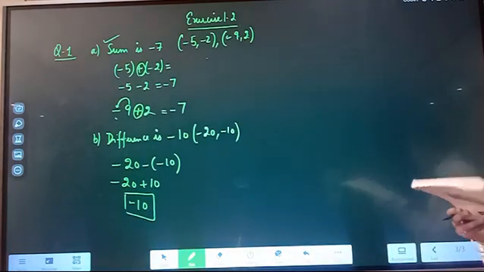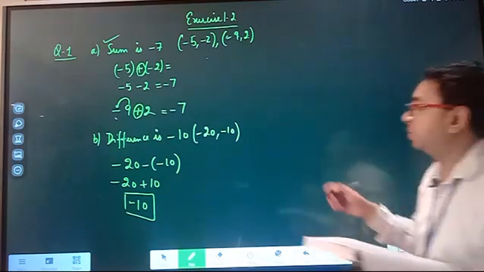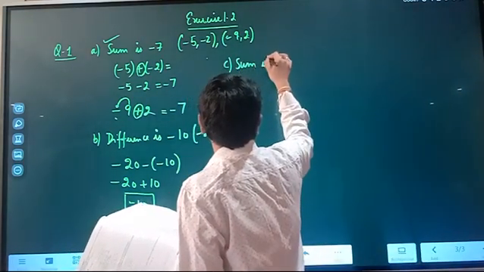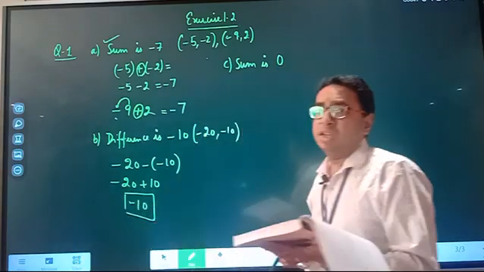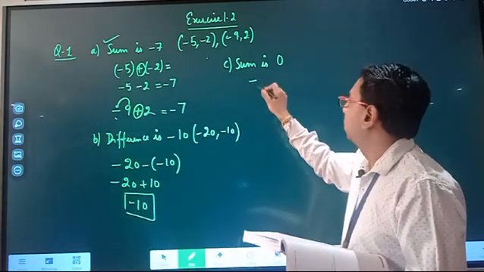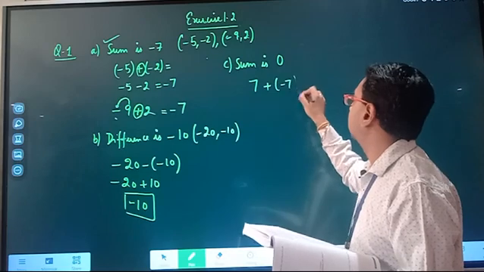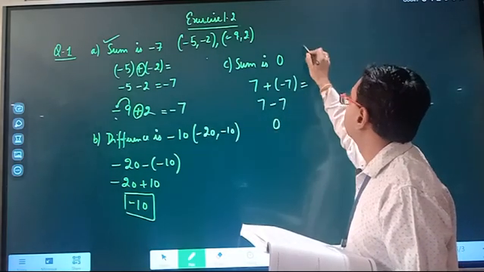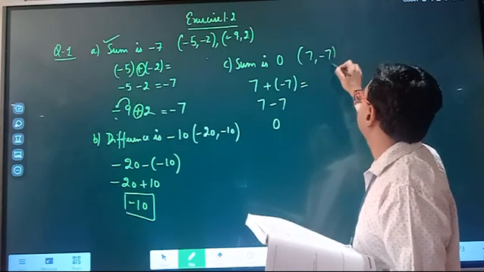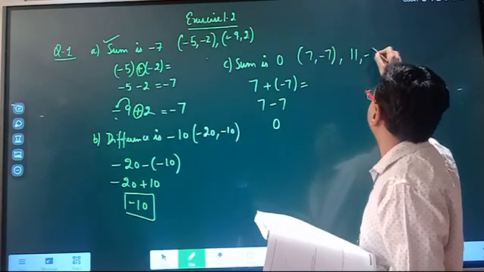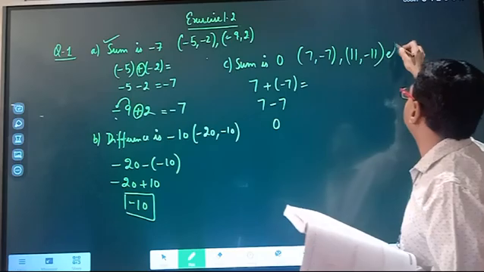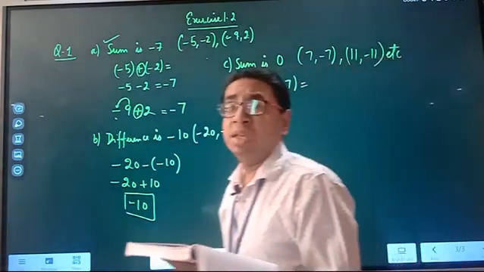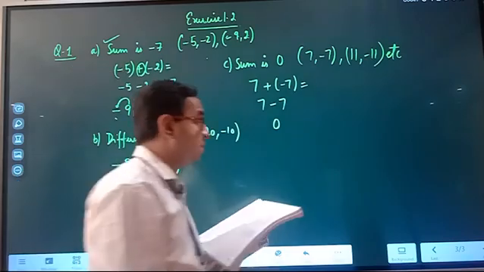Third part, sum is 0, very easy. Sum is 0, very easy. Take one positive integer, take one negative integer, add them. 7 plus of minus 7. 7 plus minus minus, 7 minus 7, 0. So 7 and minus 7, 11 and minus 11, all are examples, etc. Pairs of integers whose sum is 0. Are we clear? Very easy.